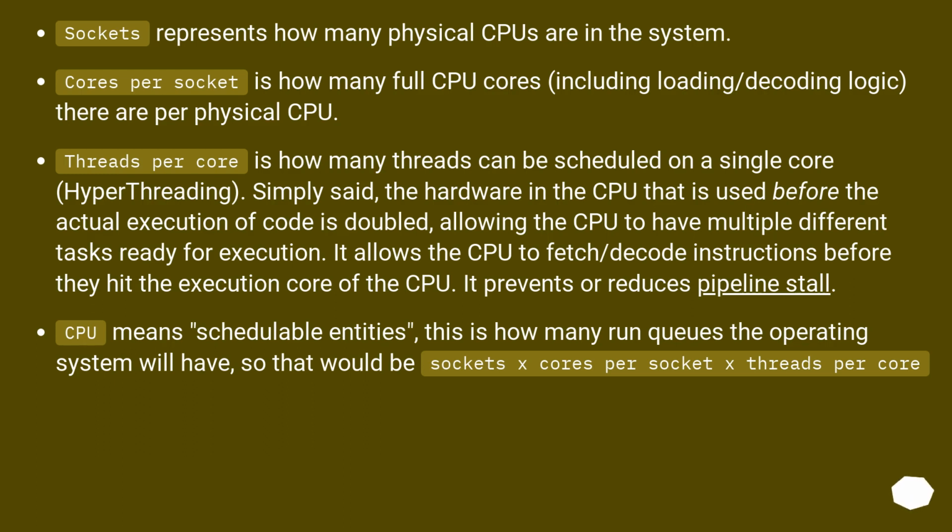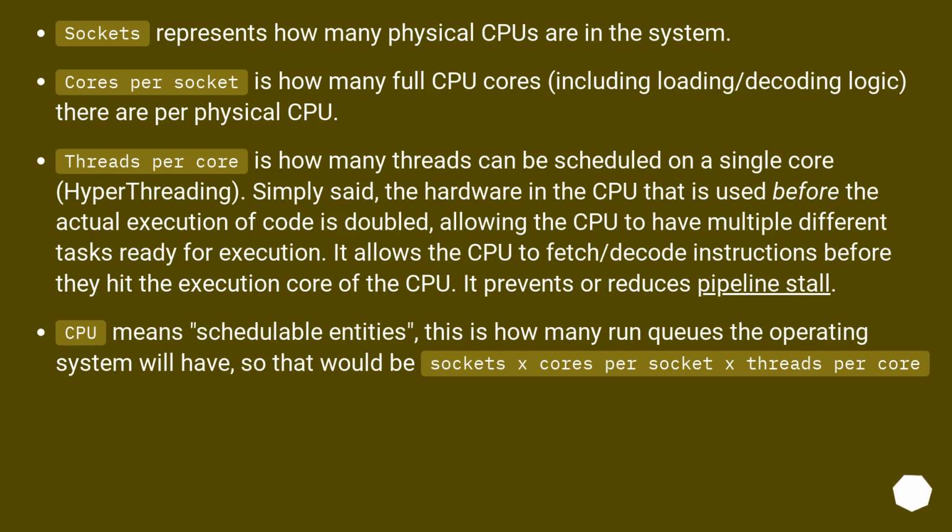Simply said, the hardware in the CPU that is used before the actual execution of code is doubled, allowing the CPU to have multiple different tasks ready for execution. It allows the CPU to fetch/decode instructions before they hit the execution core of the CPU. It prevents or reduces pipeline stall.